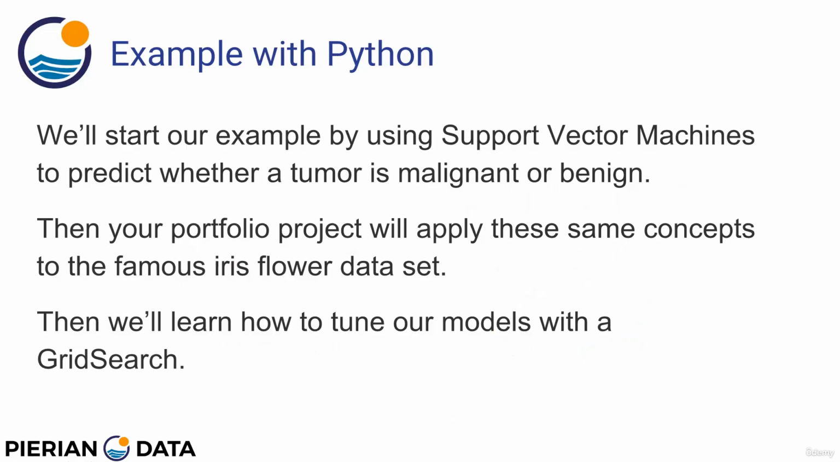Now that we've learned the theory behind support vector machines, we can continue our understanding by building these models with Python. We'll start with an example by predicting whether or not a tumor is malignant or benign by using a built-in breast cancer dataset that comes with scikit-learn. Then your portfolio project will apply these same concepts to the famous iris flower dataset. And then we'll learn how to tune our models with a grid search. Alright, there's a lot of really exciting concepts coming up, and I'll see you at the next lecture.